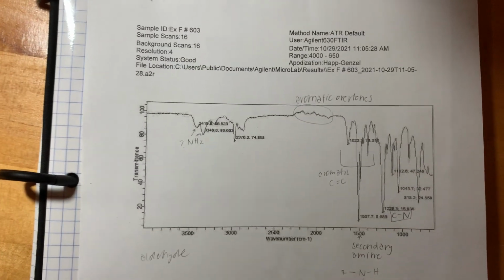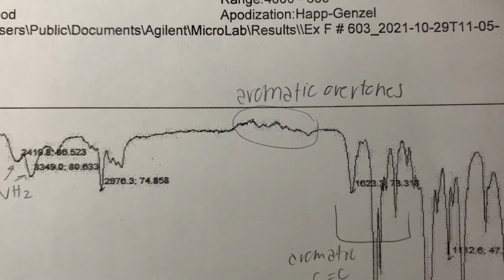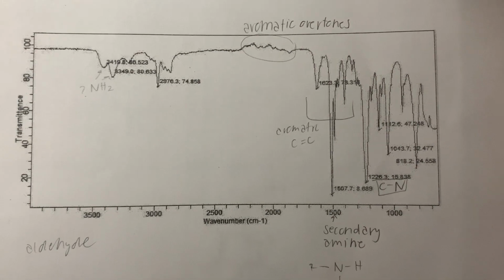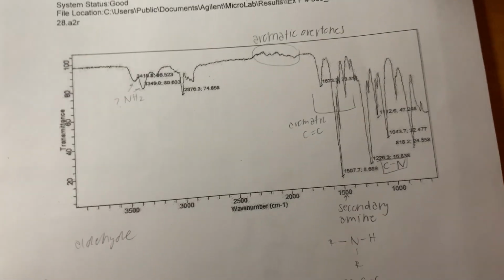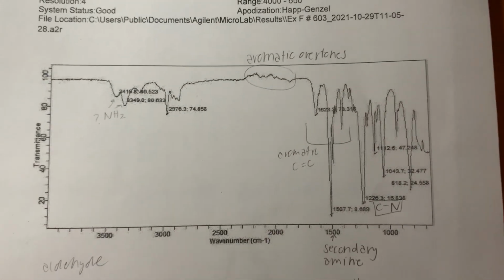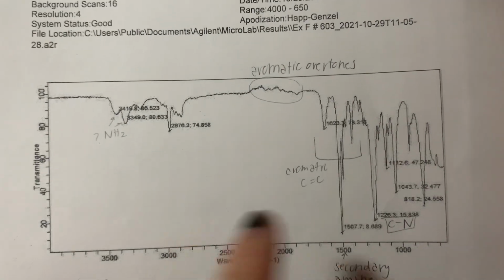IR and the NMR. So first with the IR, I noticed that there were aromatic overtones around the 2000 mark, and this helped a lot because I knew 6 of the carbons would be used for that.